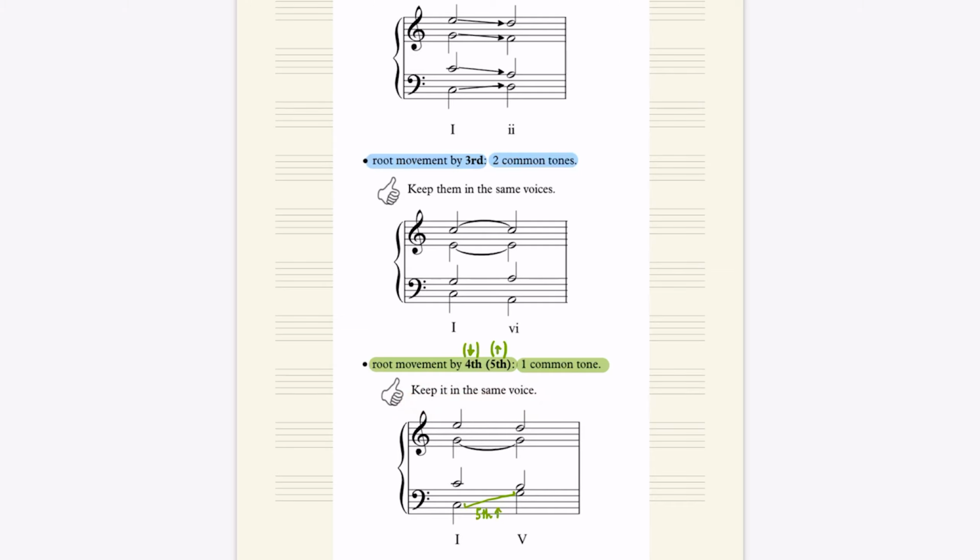I would like you to remember these rules as we go through this lesson, and as you complete your own harmonizations, pay attention to the root movement and the accompanying rule of thumb. Is the root movement by second? Is it by a third? Is it by a fourth or a fifth? According to the situation, you should remember how many common tones you are able to keep, and you should keep them in the same voices.